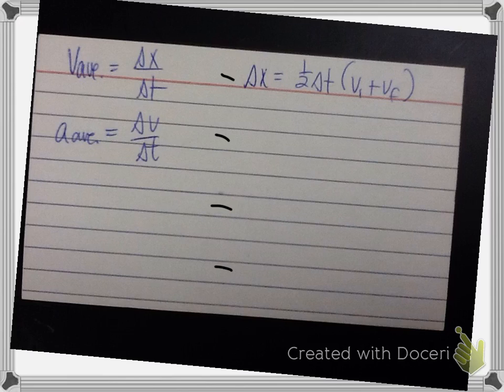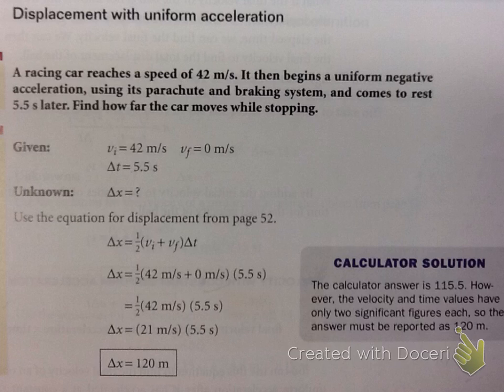We're going to go ahead and do sample problem 2C, and then I'm going to give you some time to work on the 2C book problems before we do our next derivation. Okay, so we're given a race car that reaches a speed of 42 meters per second, then begins negative uniform acceleration using its parachute and braking system, and comes to rest 5 seconds later. Find how far the car moves while stopping.